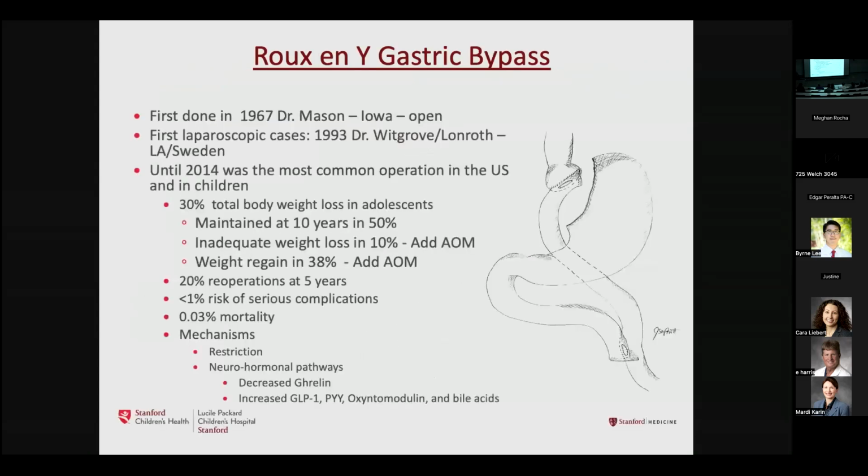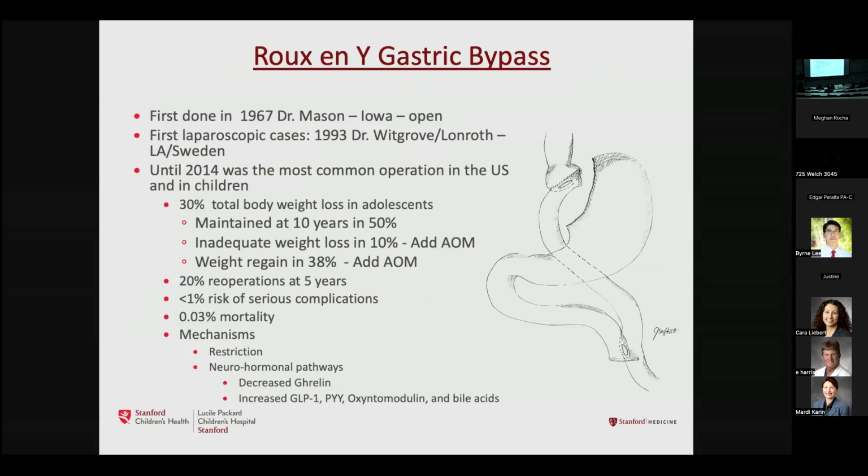So the gastric bypass has been around since 1967. It was invented by Dr. Mason in Iowa, and it became a laparoscopic procedure in the early 1990s. And that happened simultaneously in LA by Dr. Wittgrove and in Sweden by Dr. Lönroth. Until 2014, it was the most common operation used in children. So when I started the bariatric program at Mass General, I was doing these operations on kids.